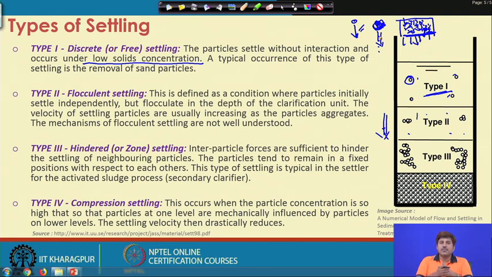This is typically the case when we settle biomass in the activated sludge process or secondary clarifier. We will discuss that next week, what happens in the secondary clarifier.